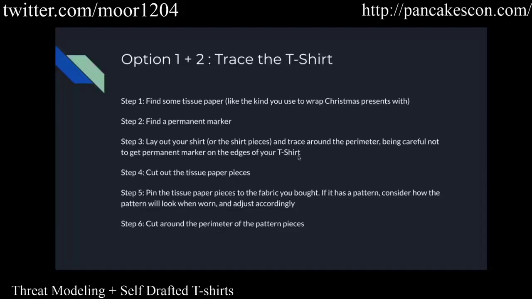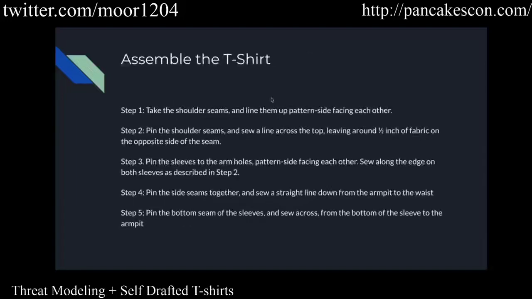And then you're going to take the tissue paper pieces and separate them from the old t-shirt pieces and put them on top of the new fabric that you bought. And then you're just going to pin those tissue paper pieces to the fabric. And you're going to do the same thing where you outline the perimeter of that and then cut it out. And then the next step is to assemble the t-shirt.